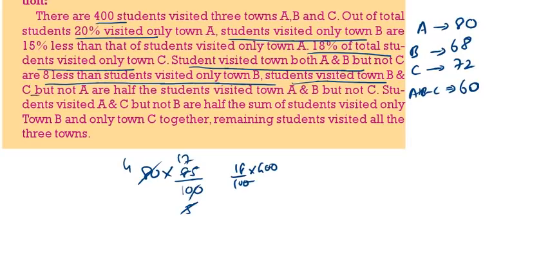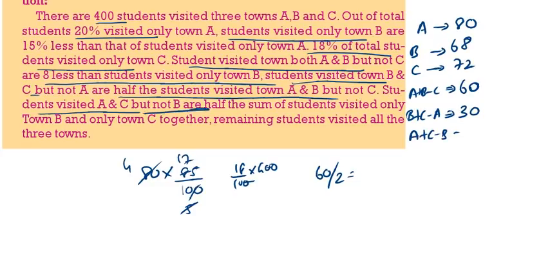Students visited B and C but not A. So B and C but not A is half the number of students who visited A and B but not C. A and B but not C is 60. In 60 half is equal to 30. This is 30. Then students who visited A and C but not B. This is equal to half the students who visited only B and C. Only B and C is 68 plus 72, that is 140. In this half means 70. This is 70.